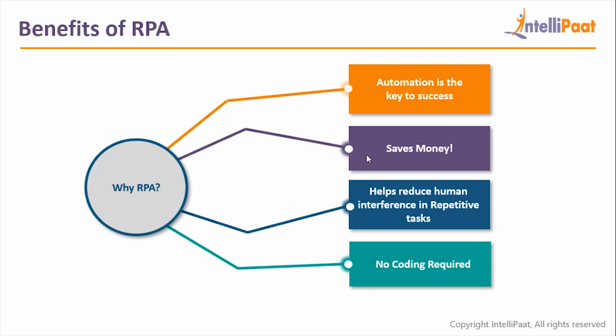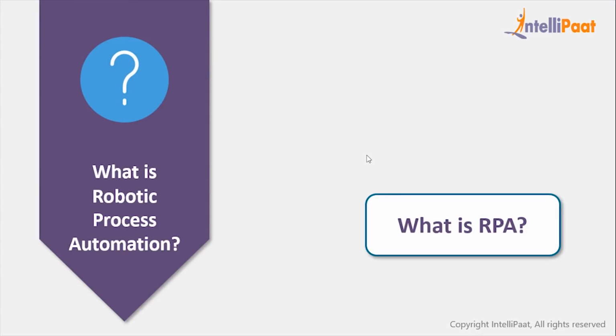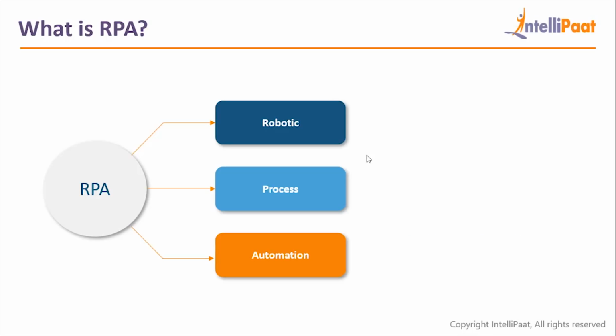Moving forward, we've discussed why RPA is important and what are the benefits for it. Now let's go ahead and start with the topic which talks about what is RPA exactly, right? So let's first decipher what basically RPA means. So RPA basically means robotic process automation.